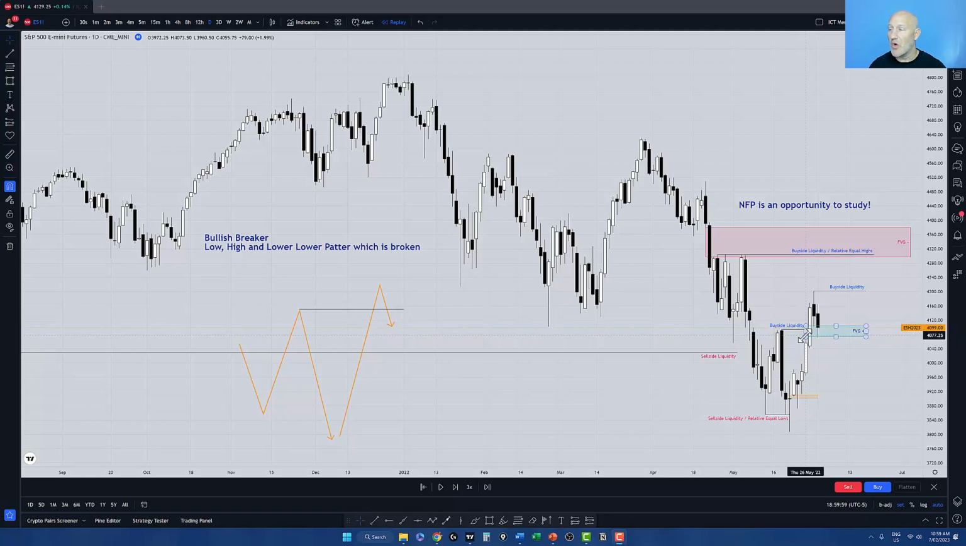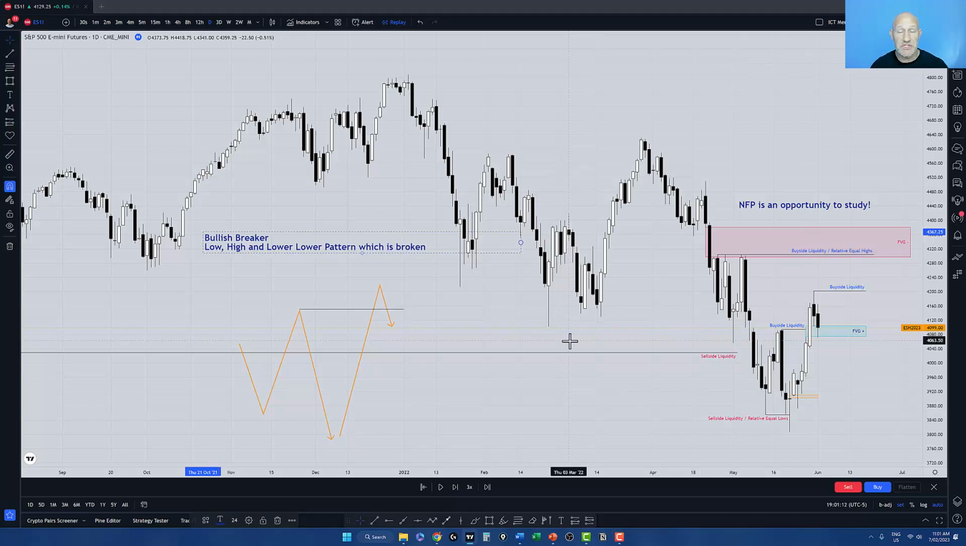And so what you could call this is effectively a failed order block. That's another way of really looking at what a bearish breaker or what a breaker block is. It's essentially a failed order block. So now that that order block's been broken, we're going to view it as a bullish breaker, and we're going to go into a little bit more detail about that now.